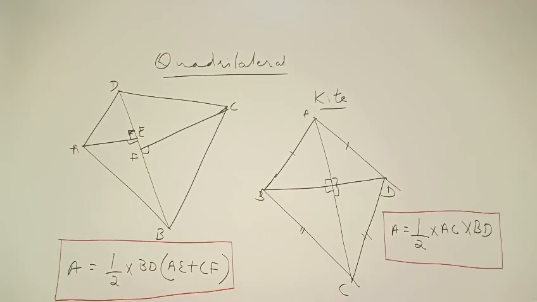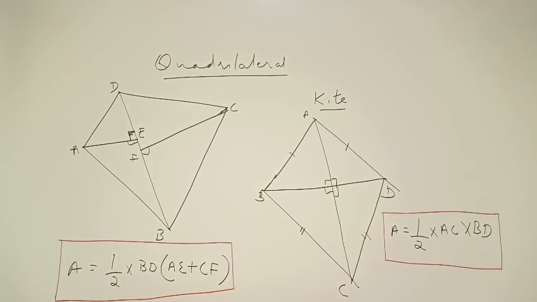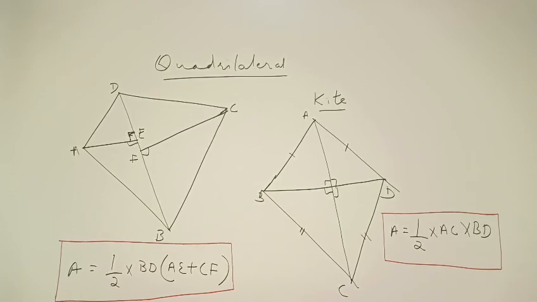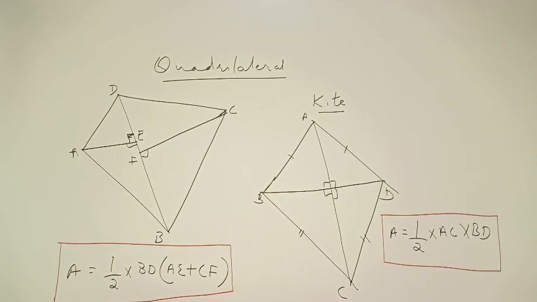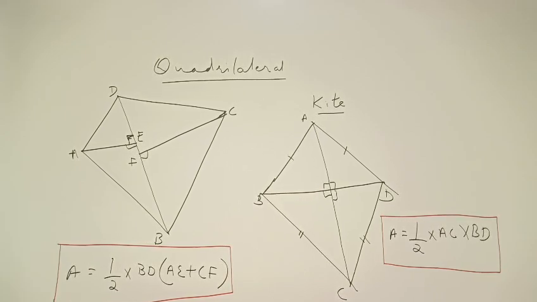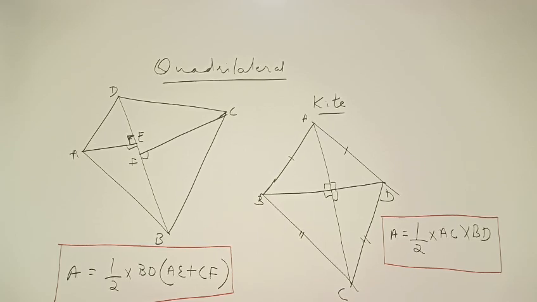And on the other side, you can see a kite-shaped figure. What is called a kite-shaped figure? That is a quadrilateral whose adjacent sides are equal, that is AB equal to AD and BC equal to CD. A quadrilateral whose adjacent sides are equal is called a kite-shaped figure.